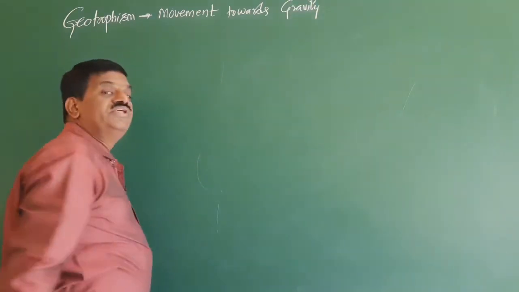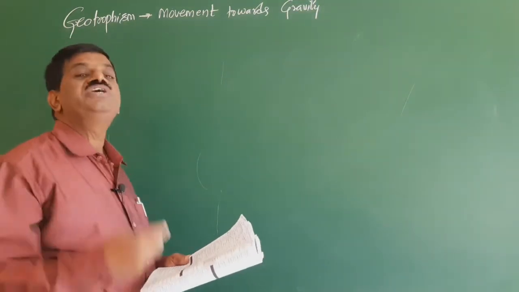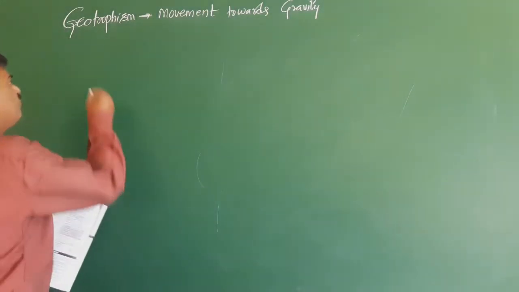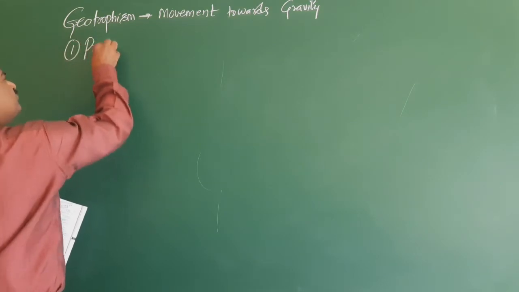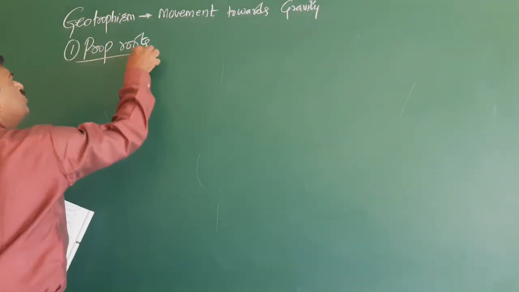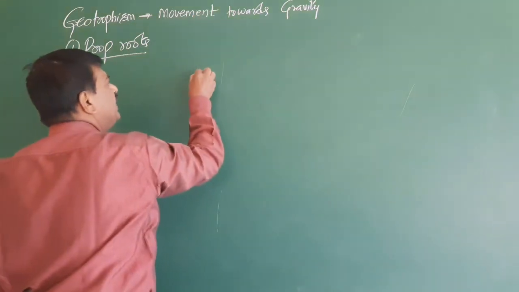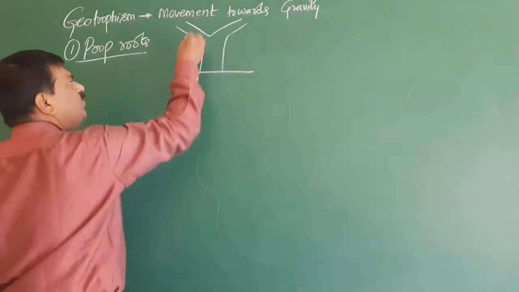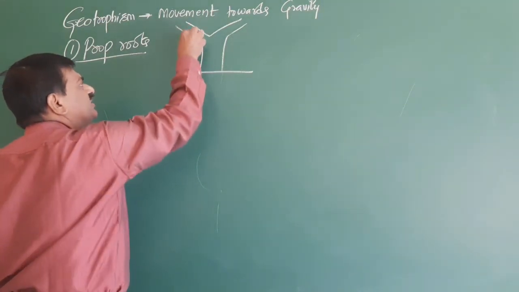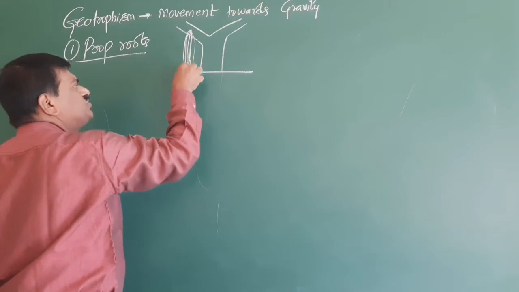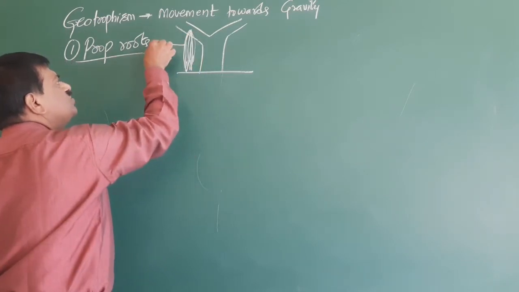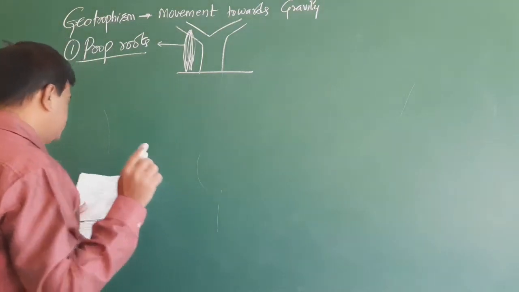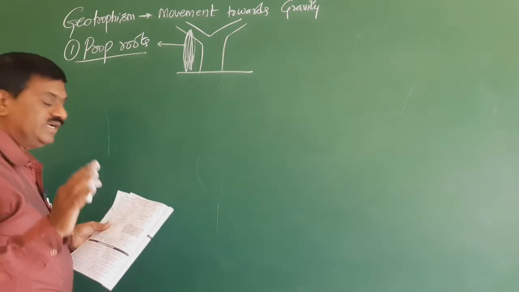But here the question is against the gravitational force. So the first one, when you take a word called as prop roots. So this prop roots, a banyan tree, for example. The roots from the nodal region, they come down, they touch the soil and give mechanical support. So this is moving towards gravity, hence we use a word prop roots, helps in mechanical support.